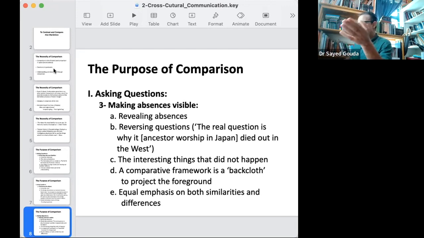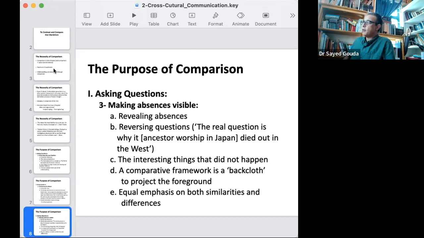If someone asked the scholar about the ancestor worship in Japan, why does it still exist in Japan? And he turned the question upside down and he said, "This is not an interesting question. The interesting question is to ask why it died out in the West. Why it died out?" So here you ask about what is missing. You don't only have to ask about the things you experience. You can also ask about the things that do not exist, the things that are missing, the absent things. Here, we do not say that asking why the ancestor worship still exists in Japan, we don't say that this question is not interesting.